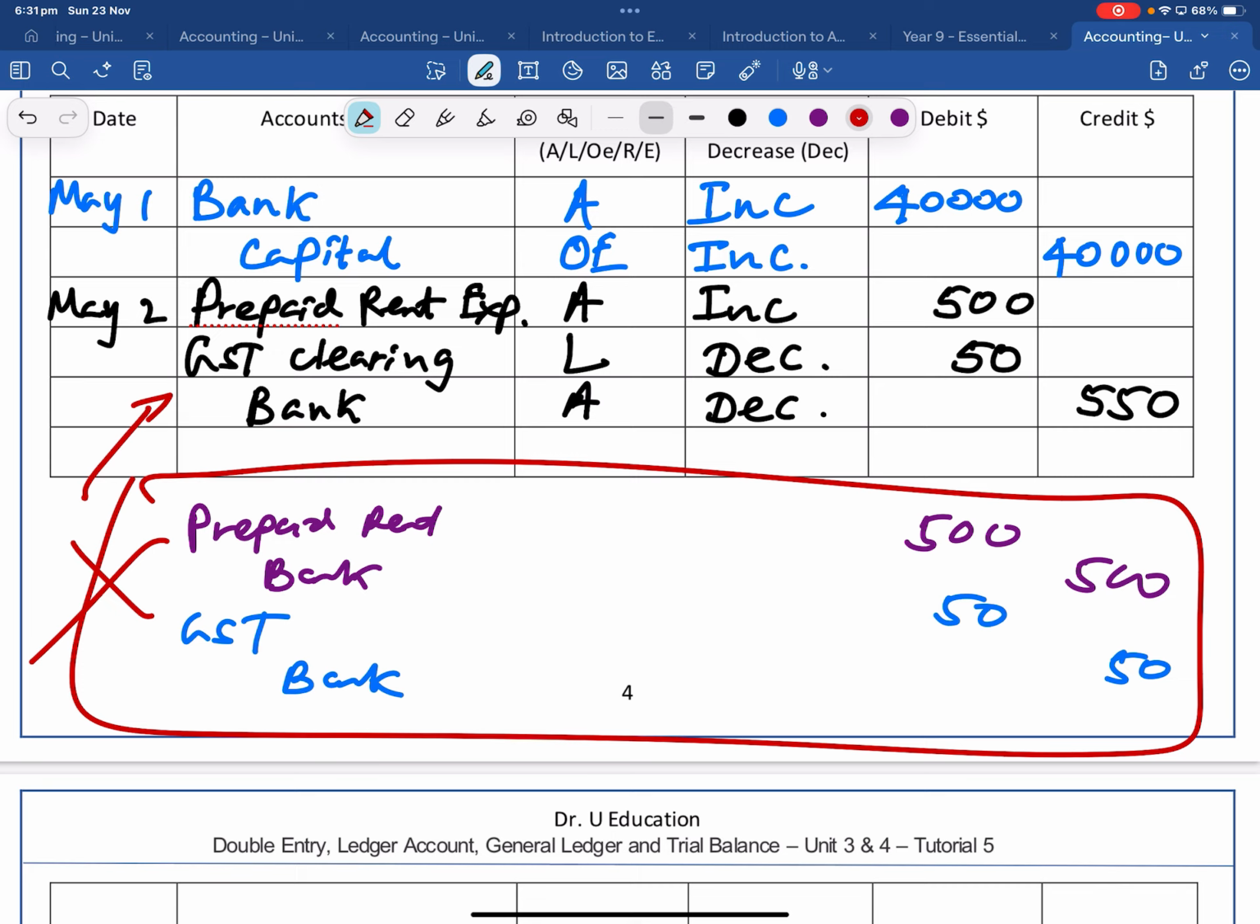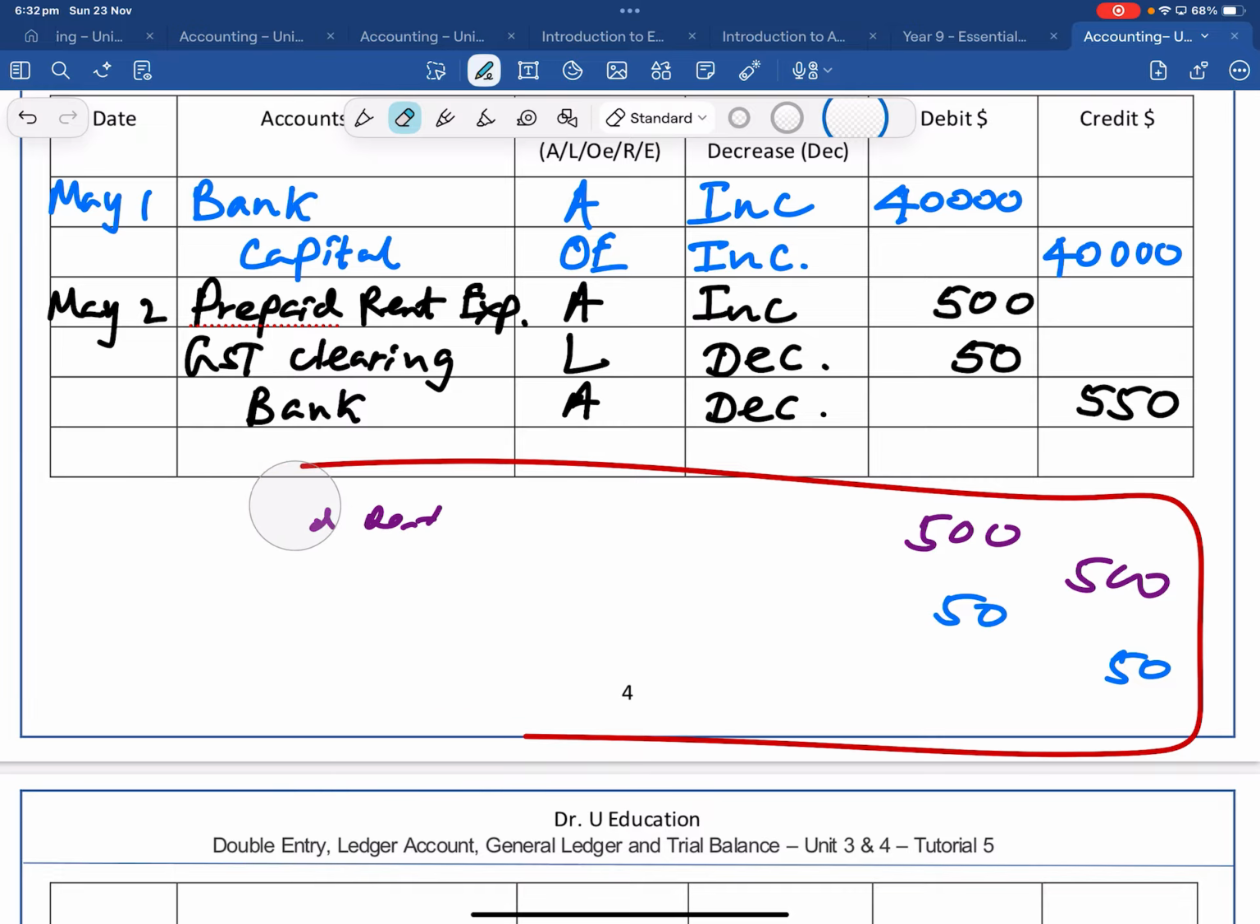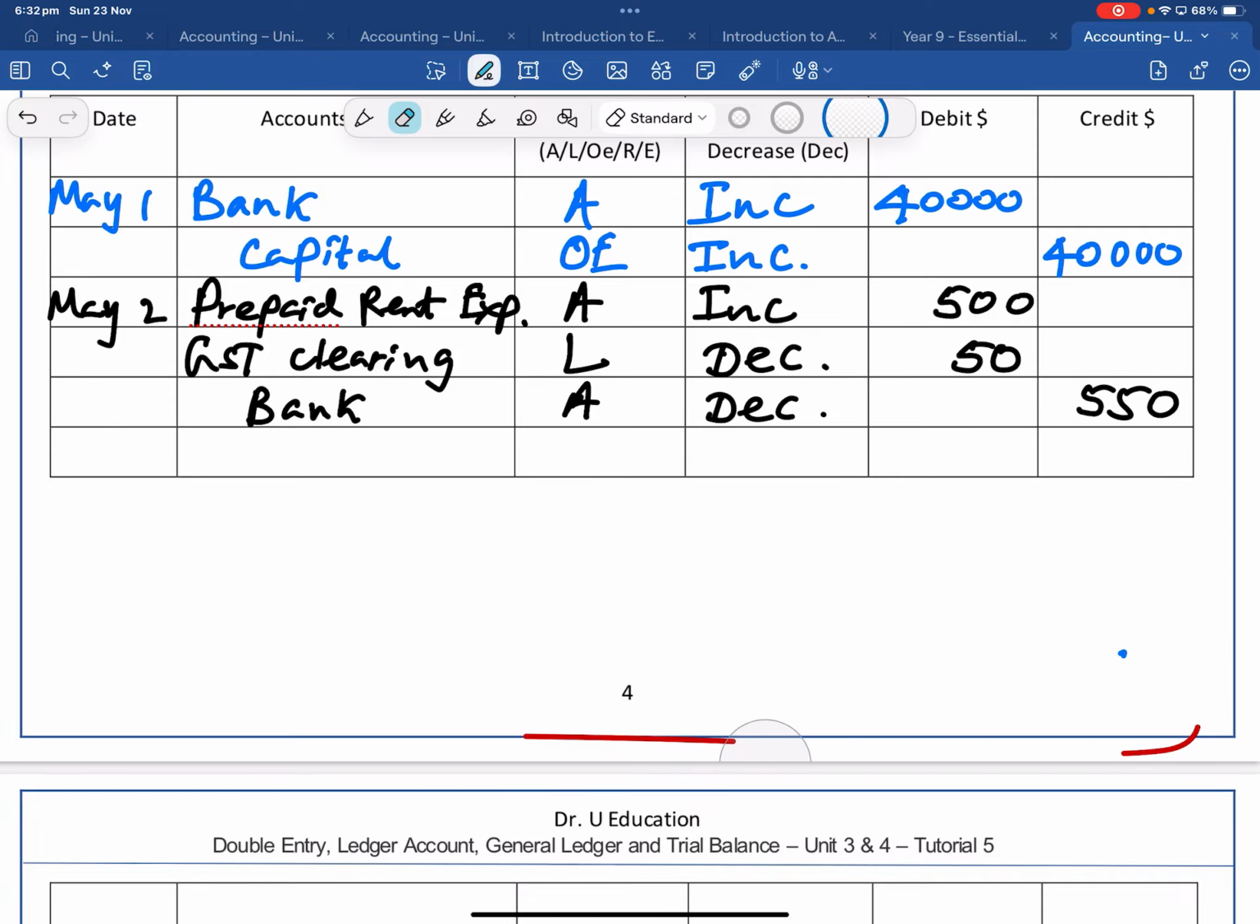Wait, why is it wrong? Yeah, that's wrong. In VCE it's wrong, Pranav. Make sense? So in the future, if you come across a common ledger account like this, you can construct the original one.